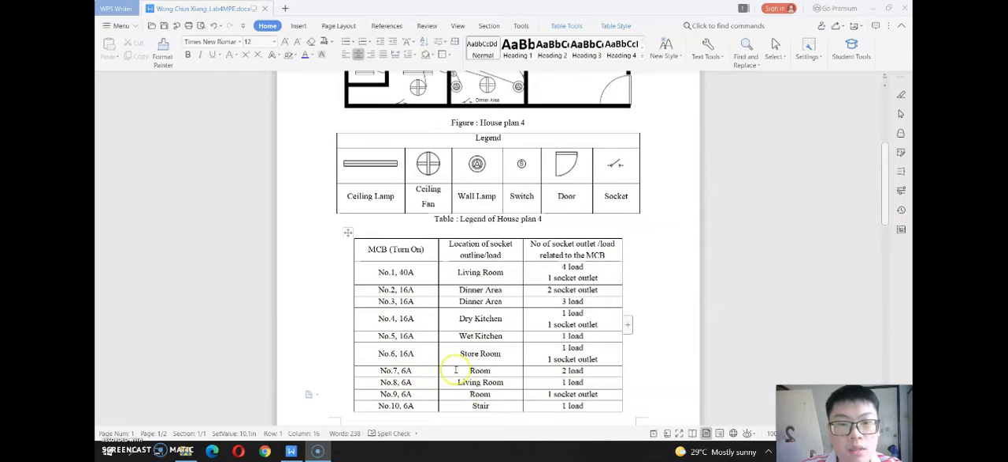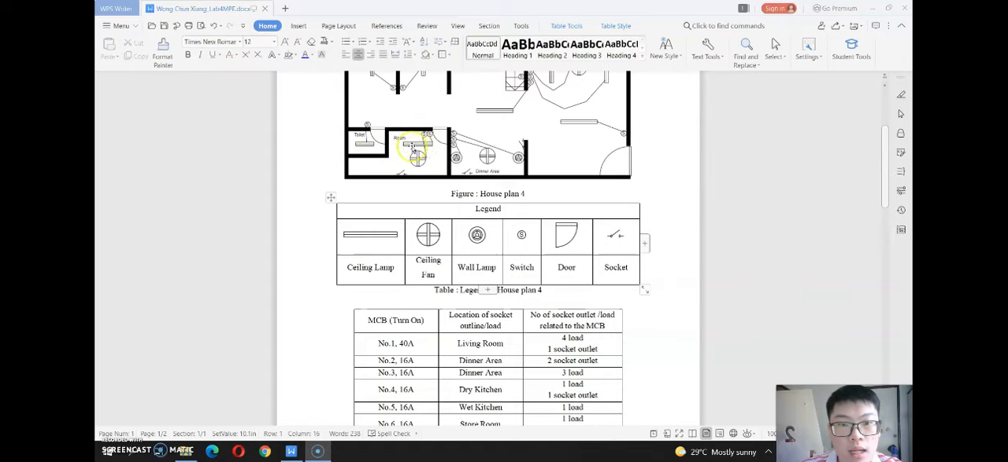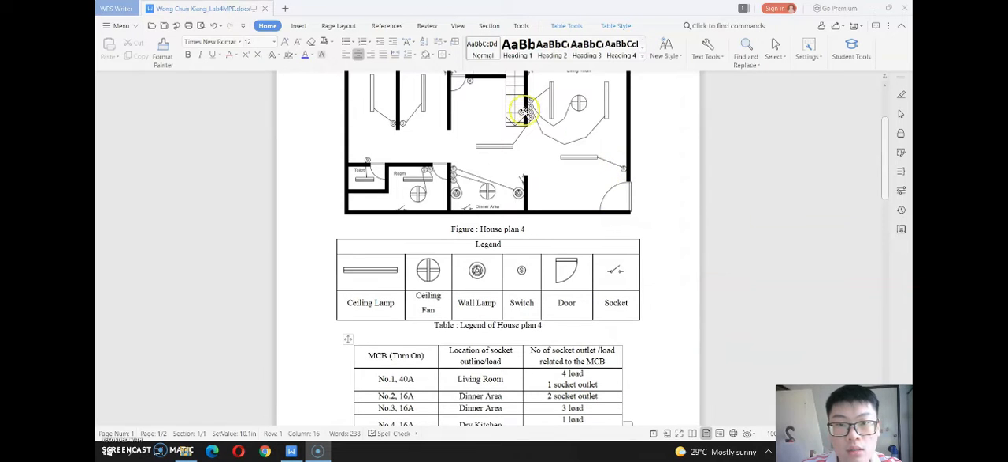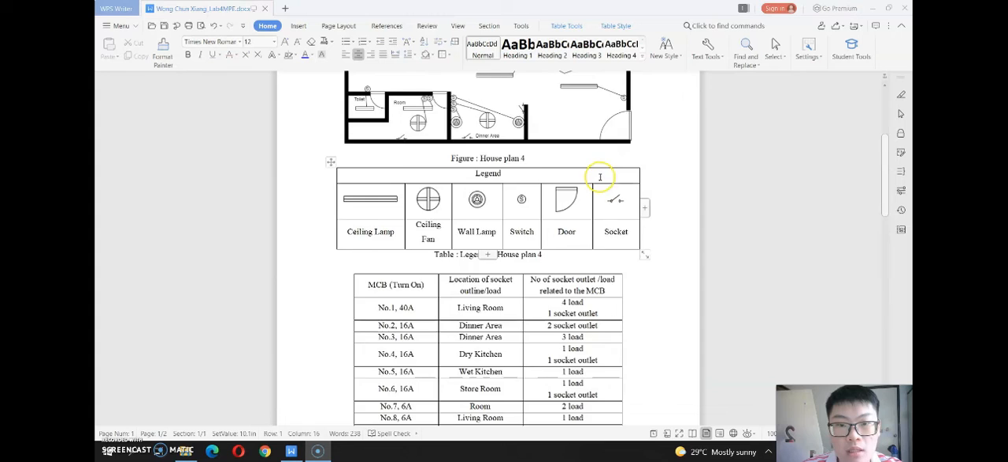Number 7 MCB is 6 amperes. It controls the room, 2 loads, the lamp and the fan. And this socket is controlled by the number 9 MCB. It is 1 socket outlet in the room. And number 8 is the living room, 1 load here. It is not the same as this one. It is another MCB.